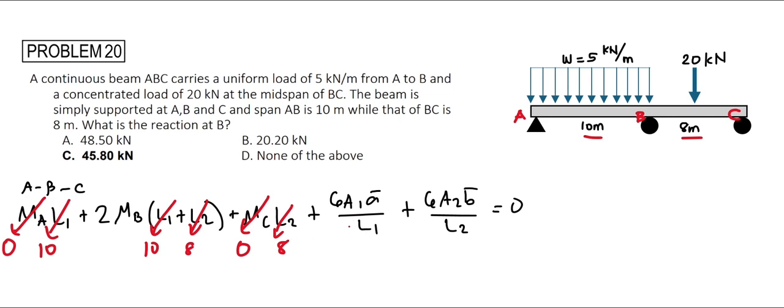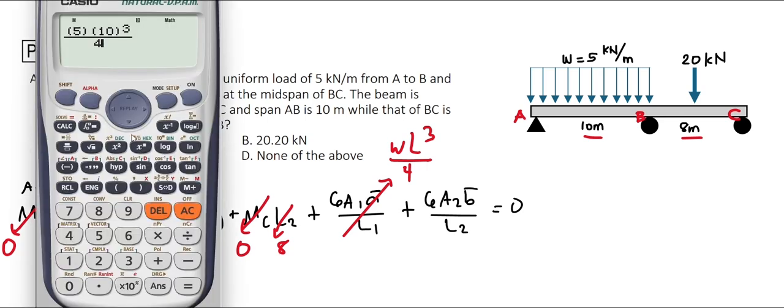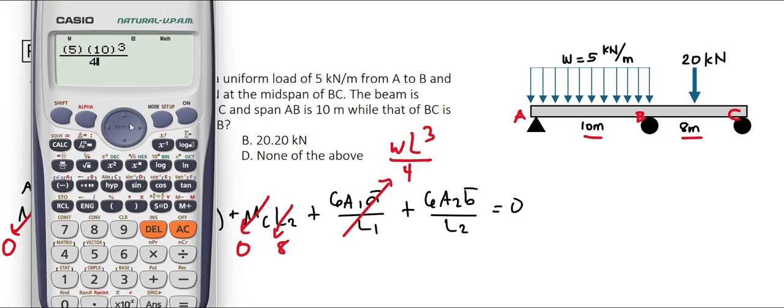And for the moment factor on the left side of B, that is just a uniform load with a magnitude of 5 kN per meter, is given by a formula WL cubed over 4. So let's plug in the known value. We have 5 times the length of 10 meters cubed divided by 4, that is equal to 1250.